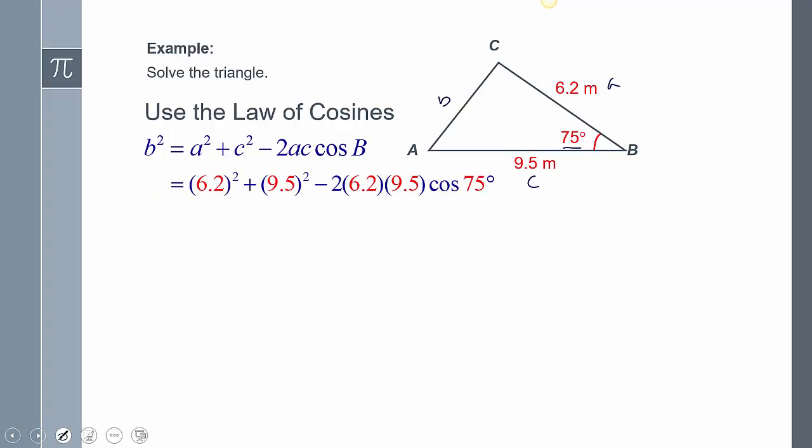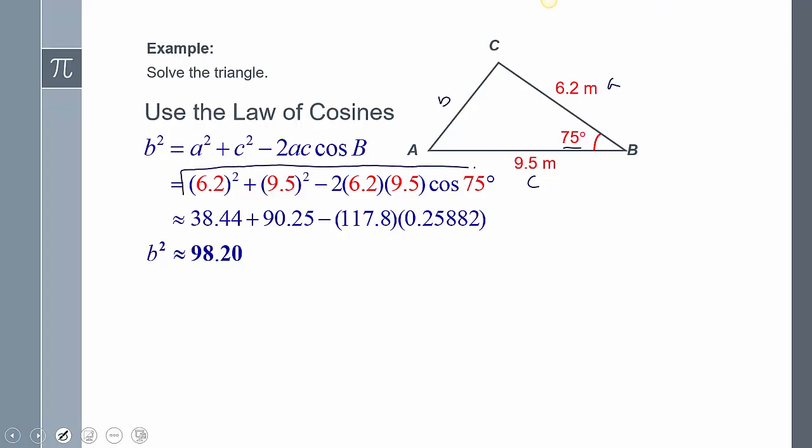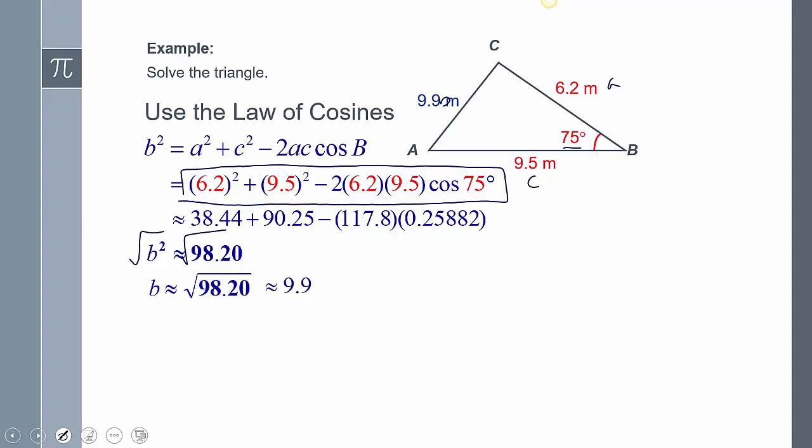Plugged in c, plugged in b, and then if I simplify that, I get b squared equals 98.20. Now, the nice thing about this is you can literally just enter this statement straight into your calculator, as is. You don't have to do anything fancy. If you enter that into Desmos or your DeltaMath calculator as one giant statement, it makes it easy. And then the last thing you have to do is just square root both sides. And if you do that, you're going to get about 9.9.